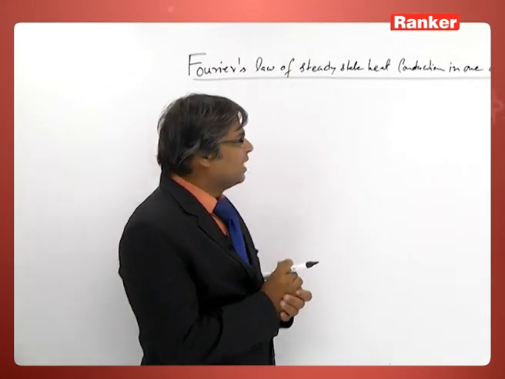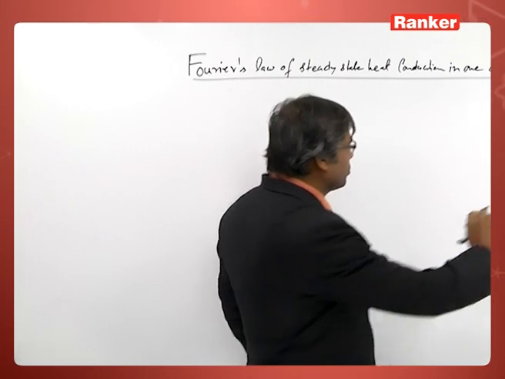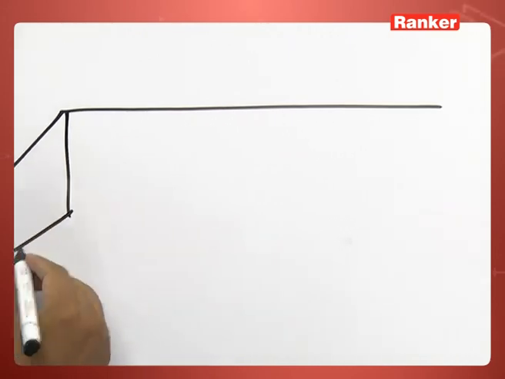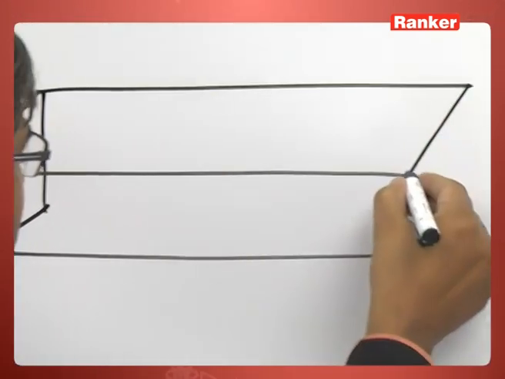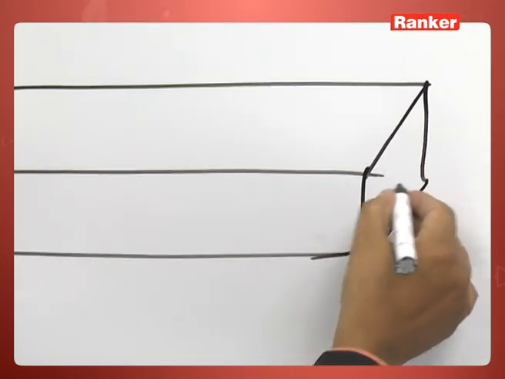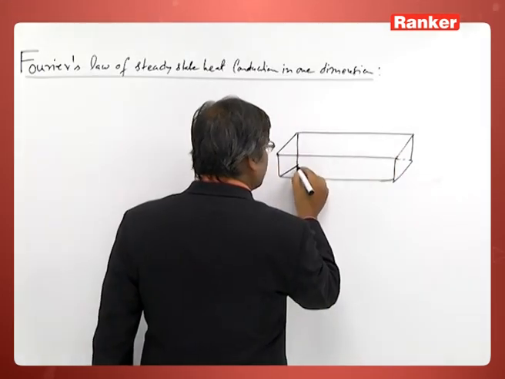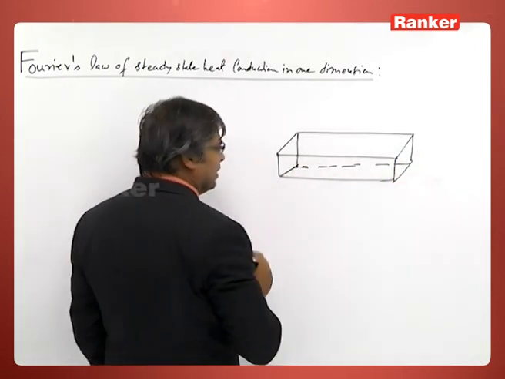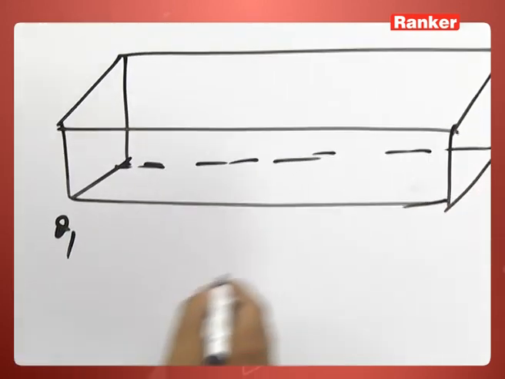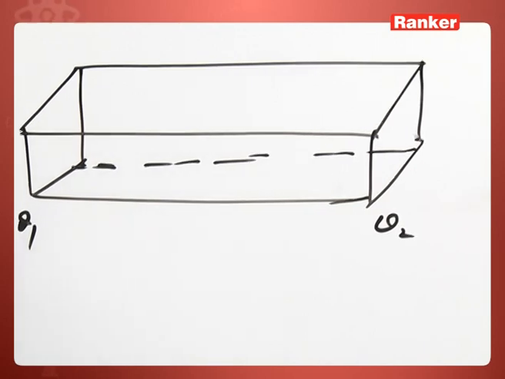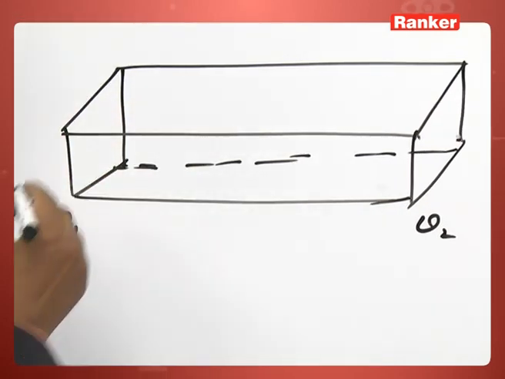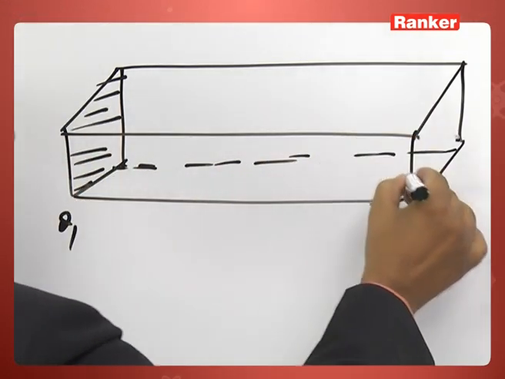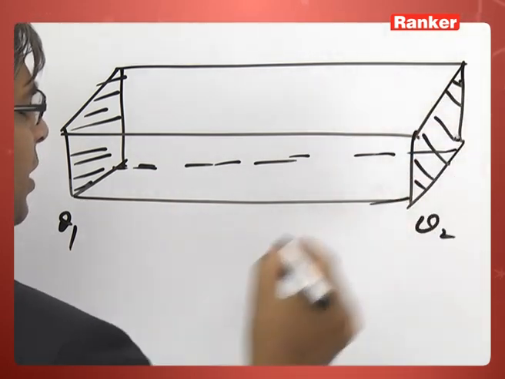Now, let us see a one dimensional flow. Let us see that this is a uniform cross sectional conducting rod, this is a heat conducting rod. Now this cross section is at temperature theta 1 and this cross section is at temperature theta 2. So, we see that this shaded cross section is maintained at theta 1 and this cross section is maintained at theta 2.